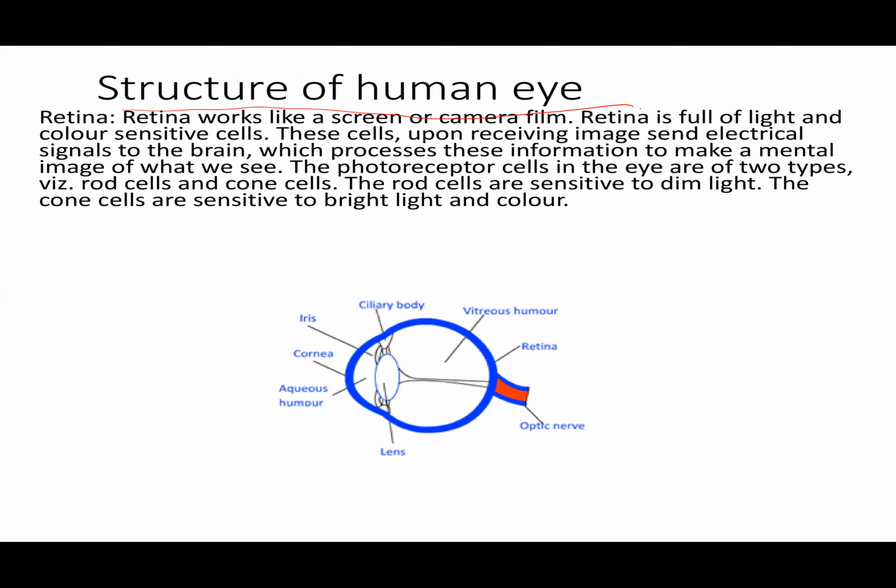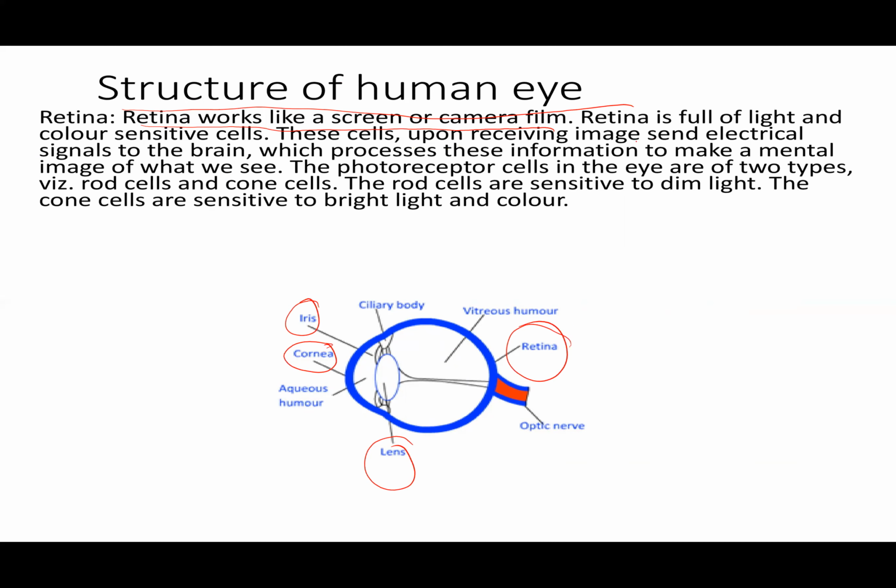Structure of human eye. We will study human eye according to our needs. In bio, you study it in detail. Retina works like a screen or camera. We will study the functioning of retina, lens, cornea, iris. We study only the function of these four parts of the eye.